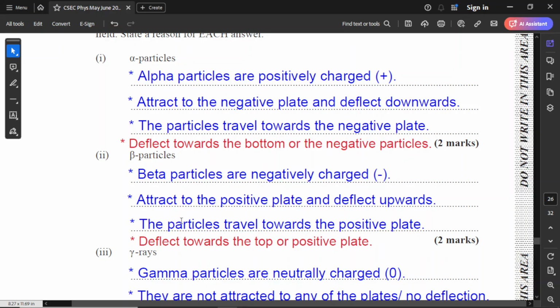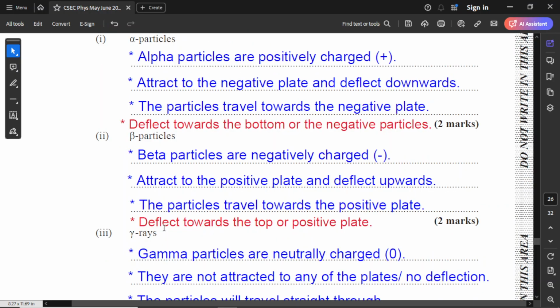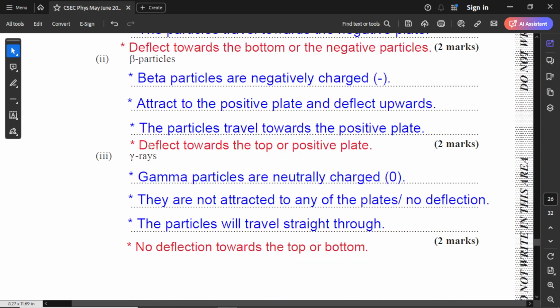So the particles travel towards the positive plate, deflecting towards the top, or positive, plate. That red piece here will give you the solid marks. Again, while alpha particles are going downwards, beta particles are going upwards, based on the charged plates. Now for the gamma rays.